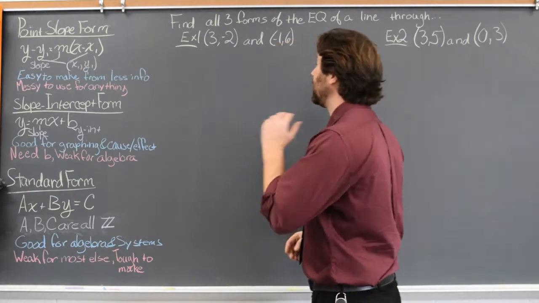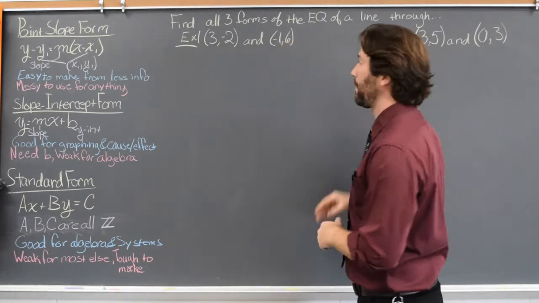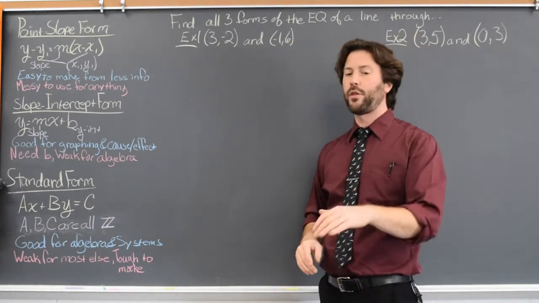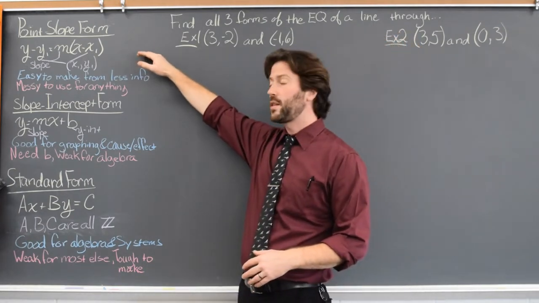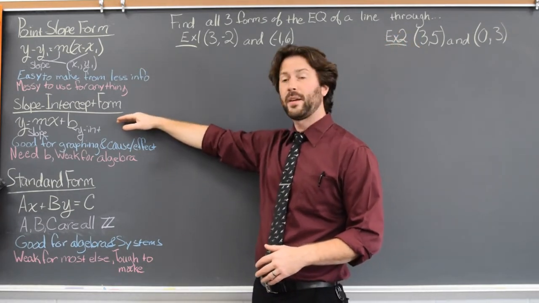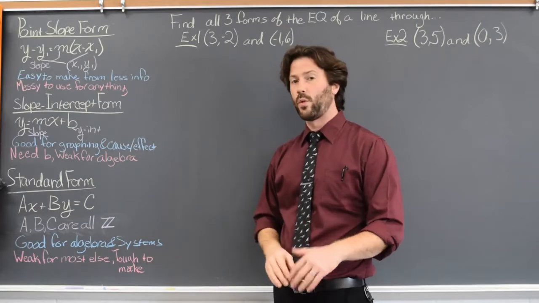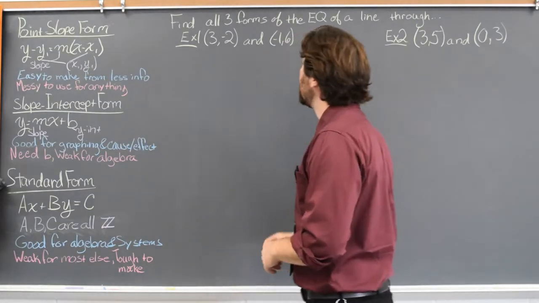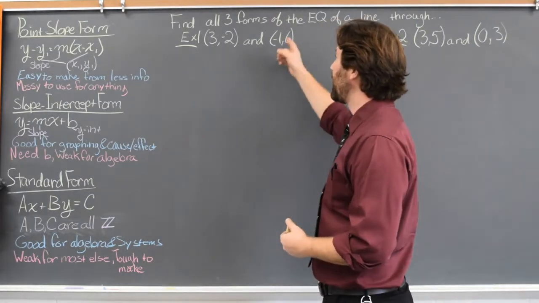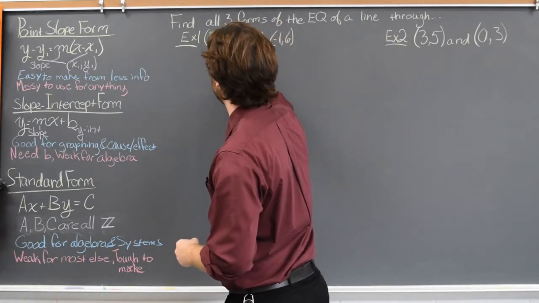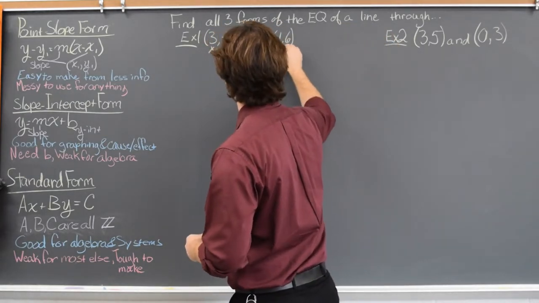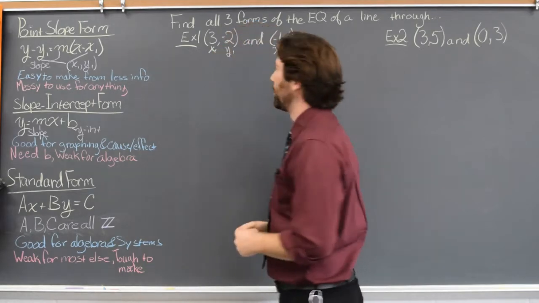So now, let's take a look at a couple of examples. Okay, and we're going to take these equations through all three forms. So we're going to start with just the points. We're going to put them into point-slope, send them into slope-intercept, and then take them all the way to standard form. So first off, I've got (3, -2) and (-1, 6). The very first thing that I want to do is label them x1, y1, and x2, y2.